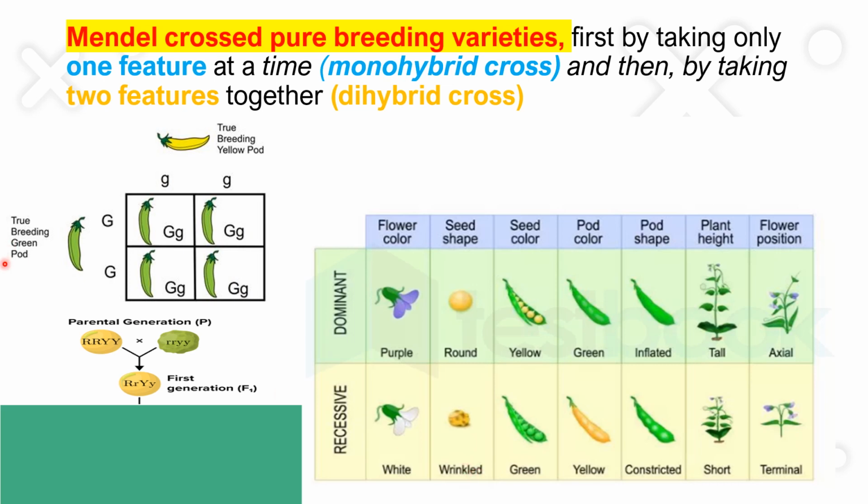Then both are pure breeding varieties, because you know what is pure breeding or true breeding. Alleles are homozygous, but 2 characters are there. That's why that is dihybrid cross.